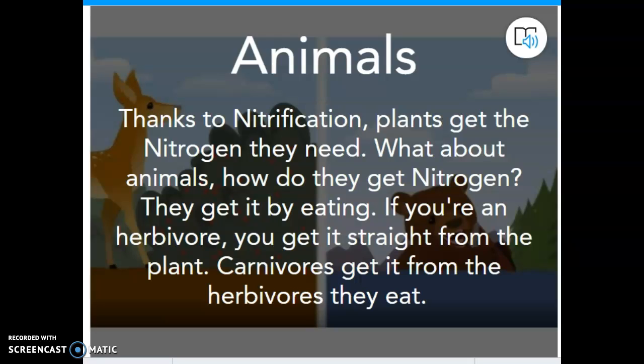I can either eat a plant, which is fantastic. I get the nitrogen from the plant that way. That's already been broken down by the bacteria for the plant to use. Now I can use it.